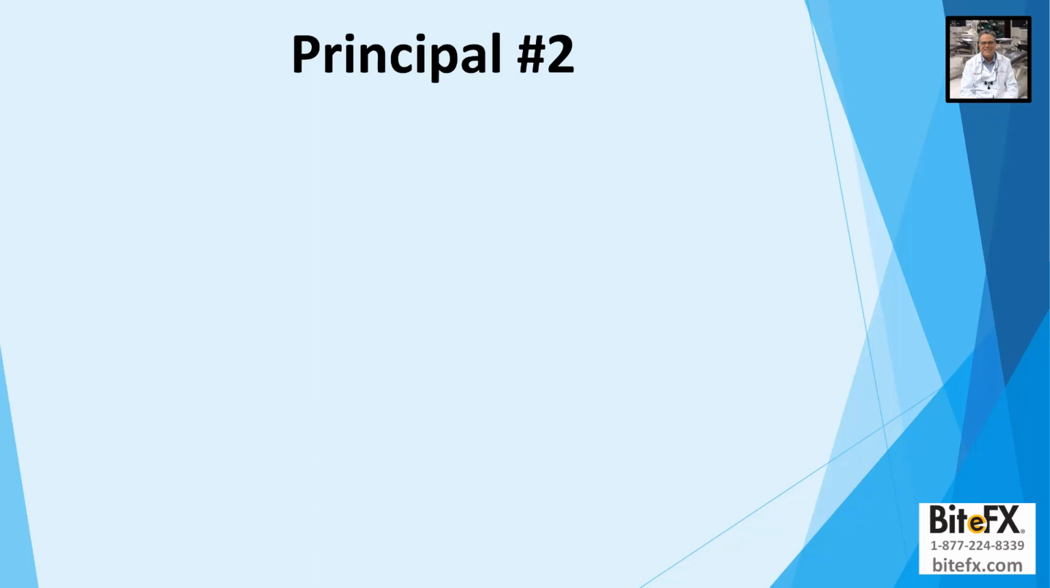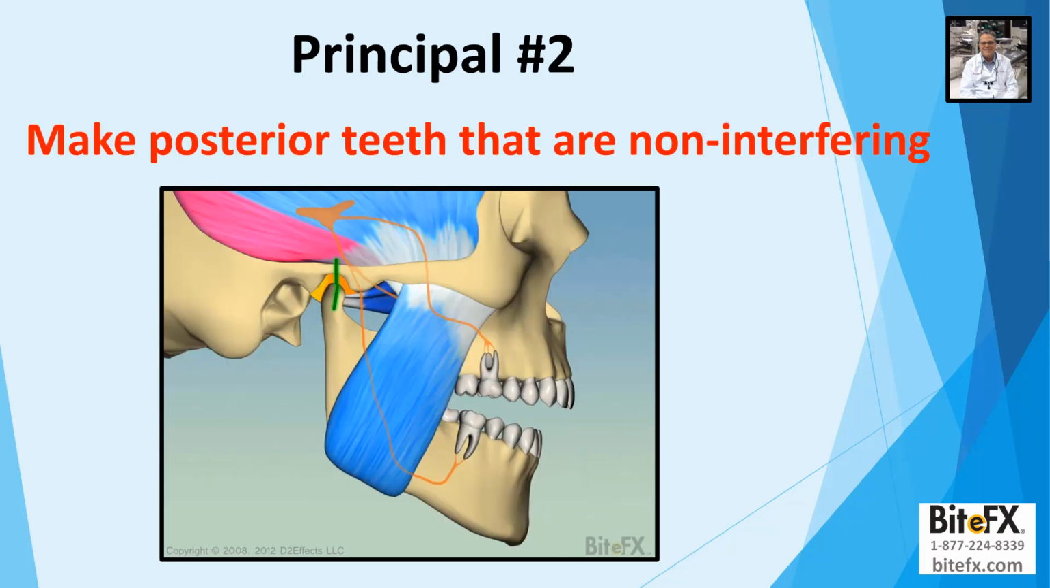Principle number 2. We want to make posterior teeth that are non-interfering. Look at this picture here. You'll see that the green lines are lined up, which means that the condyle is in the most seated superior position. And then we're going to close like we have shown you at the end of the previous lecture about the dilemma that I call it.